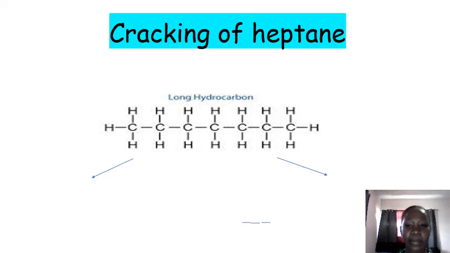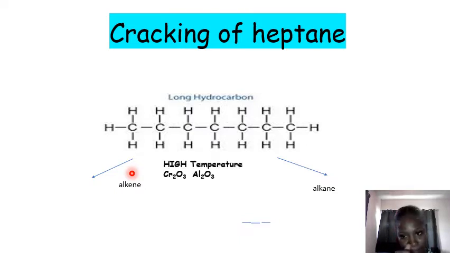A few things we have to keep in memory. The first one is: cracking produces which two products? Yep, you are correct. An alkane and an alkene. Very good. Next thing is, what are the conditions that are needed? The conditions that are needed are high temperature, yes, and also a catalyst of chromium(III) oxide or aluminum oxide.